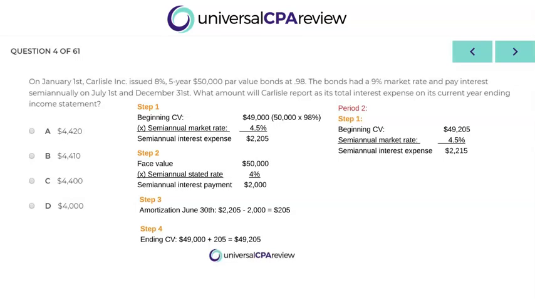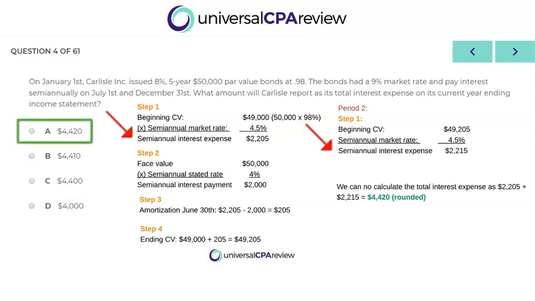The question is asking for the annual interest expense. So the annual interest expense that would be reported on the income statement would just be the 2,215 in period 2 plus the 2,205 interest expense in period 1. The sum of those two, we're going to have a total interest expense of $4,420.